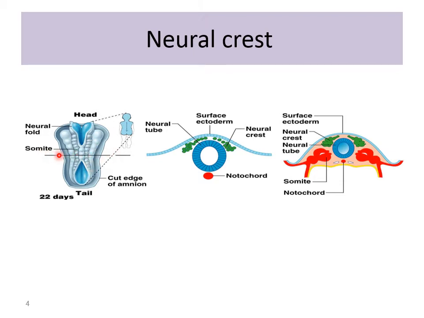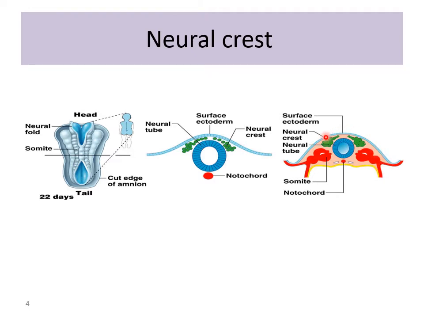If you do a cut or transverse section here, you will see this image on the right side. The neural tube is formed, and below the neural tube is the notochord, and above the neural tube, dorsomedially, we have the neural crest cells, and above here we have the surface ectoderm.